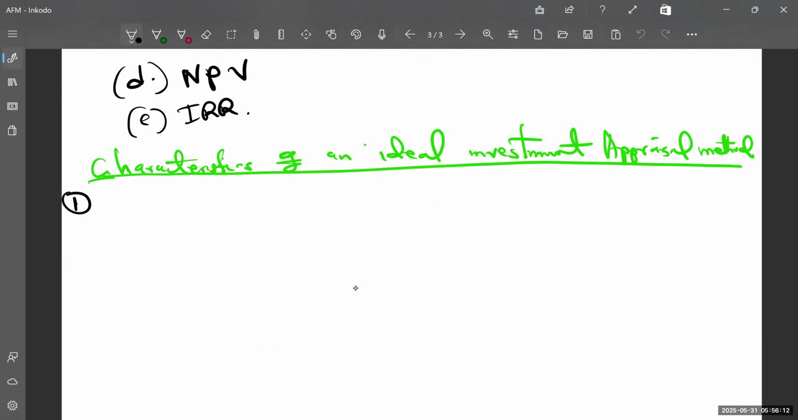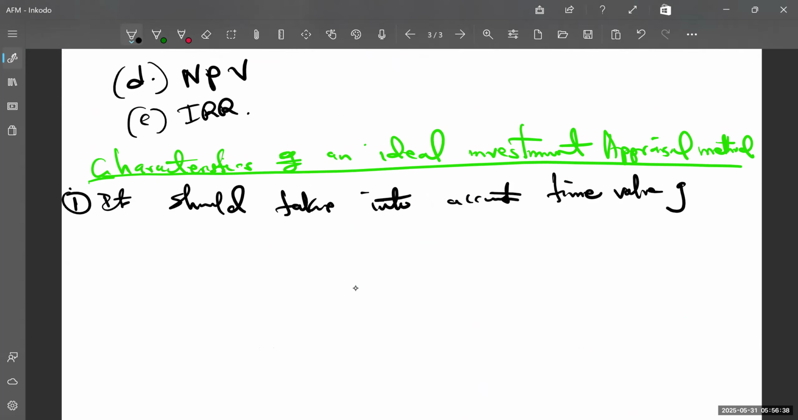That is one of the features that you have to consider when you want to choose which method to go for. And that gives us the first characteristic, and we say that the technique that you choose should take into account time value of money. That is the first guidance or the first characteristic of the best investment appraisal method, or the most ideal one that you should use.